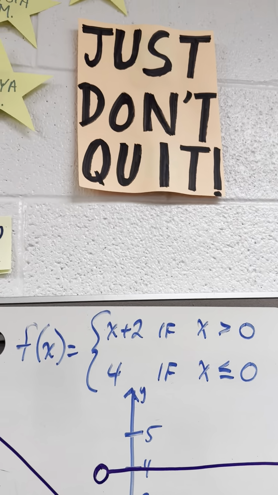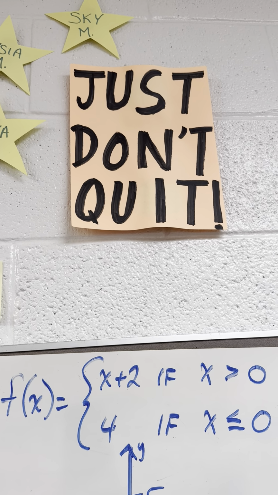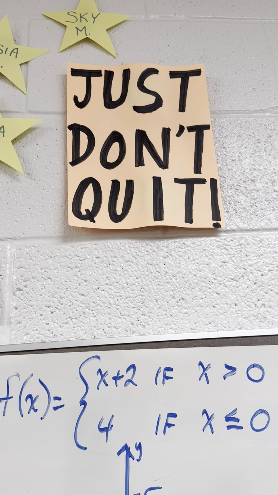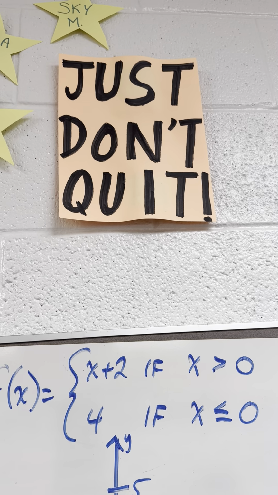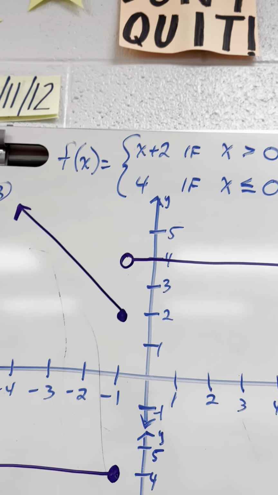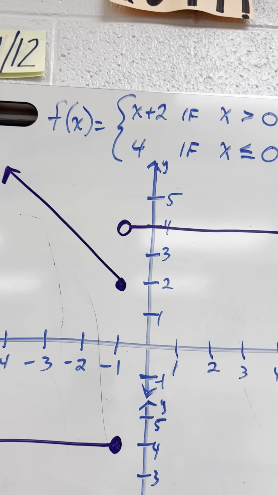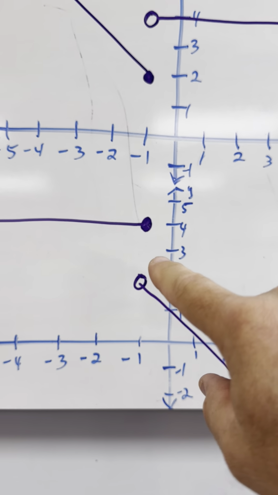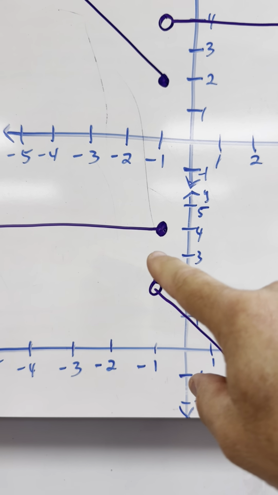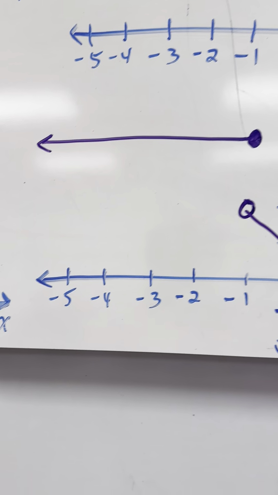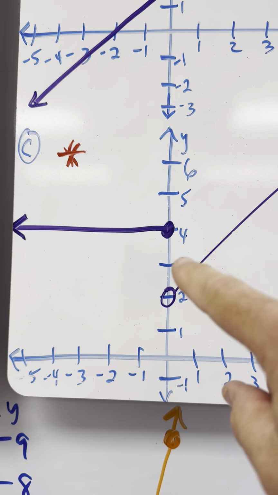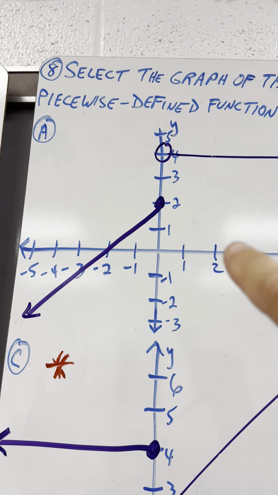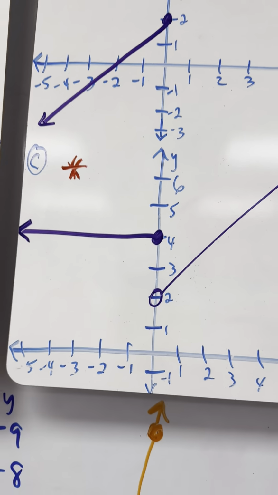Over here, f of x equals x plus 2 if x is greater than 0. F of x equals 4 if x is less than or equal to 0. So where are my 4's? Okay. Well, here's 4, but it's greater than -1. No good. I want less than or equal to 0. Here's 4, but it's less than or equal to -1. No good. Here's 4, less than or equal to 0. That looks good. Here's 4 greater than 0. I want less than or equal to 0. So it's going to be this one.